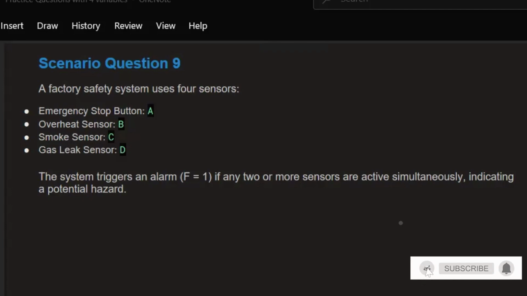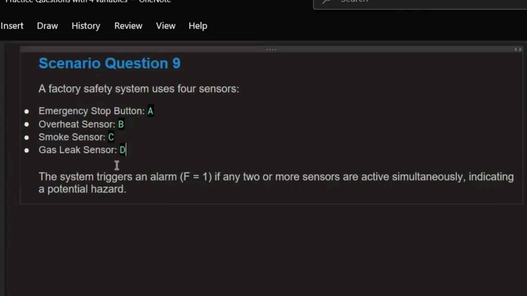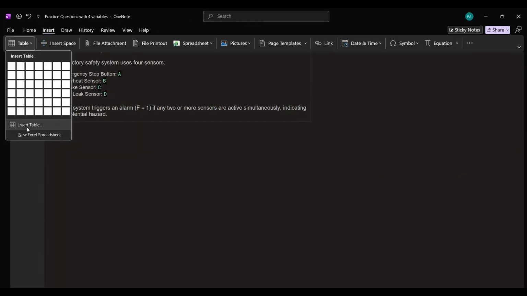So for scenario questions, the rules change a bit. First of all, you have to come up with the truth table, and that's what we are going to do. Since we have A, B, C, and D, we need 16 combinations, right? Because 4 bits means 2 to the power 4, 16 combinations. So let's insert a table.